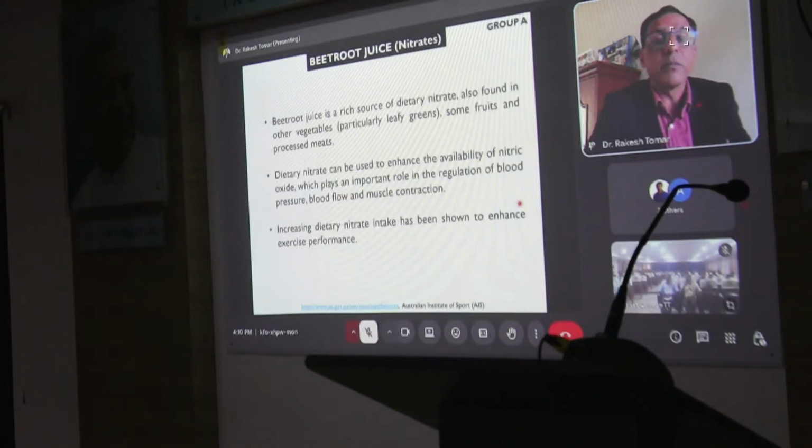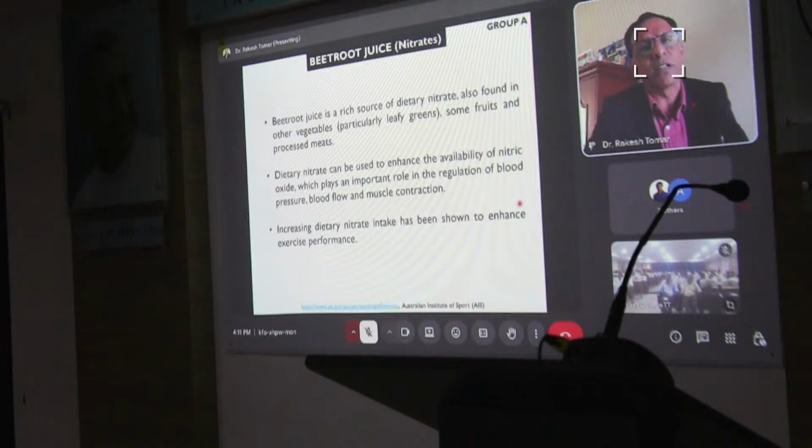Next, I'll be coming to beetroot, that is nitrates. Beetroot juice is a very rich source of dietary nitrates, and this is one of my favorites. I don't know if it was said in my introduction, but I'm a marathon runner. I have run London Marathon, New York Marathon, of course not as a professional but as an amateur, and I have run almost 10 full marathons until now. Beetroot and caffeine are two of my favorites, and I use them very often during my training plans, and of course before a marathon.